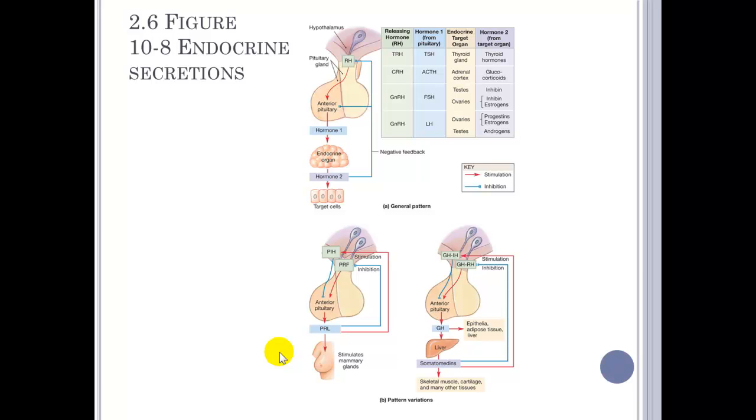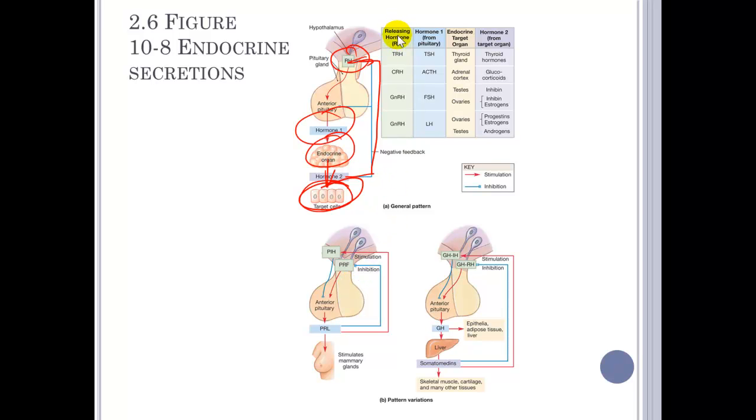And these are 10.8 endocrine secretions, and I would look through these a couple of times. There are quite a few test questions in this block over this. Example: releasing hormone, anterior pituitary hormone 1, the endocrine gland releases hormone 2, and then you get a product in your target cells. The negative feedback system is, once this has been done and it maintains homeostasis, it will give feedback.